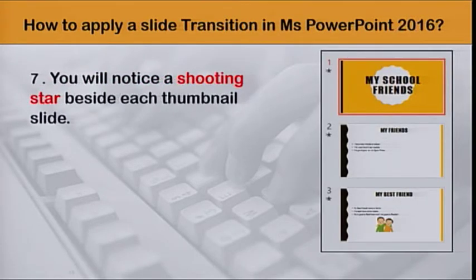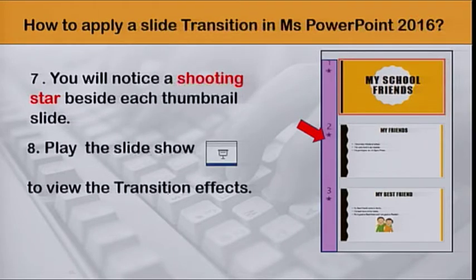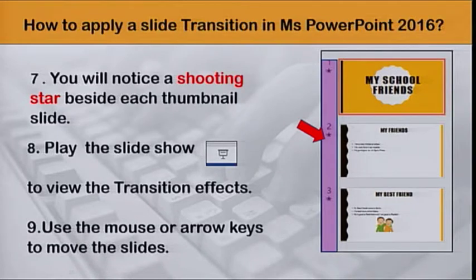You will notice a shooting star beside each thumbnail slide after applying the transition to the slides. Play the slideshow to be able to view the transition effects between the slides. Use the mouse or arrow keys to move the slides. Now students, let's watch together a demonstration on how a theme and a slide transition are applied to the presentation.